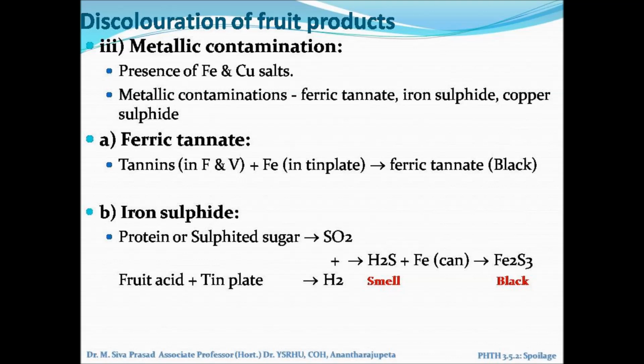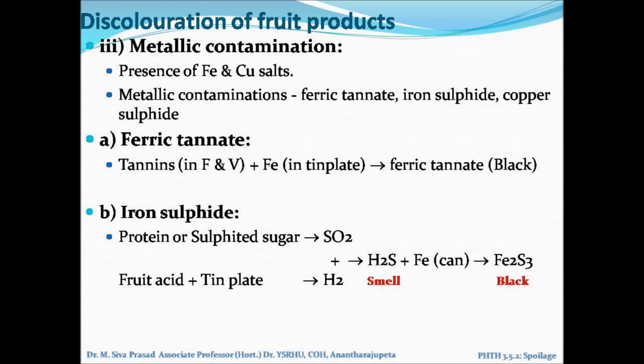This iron sulfide is produced from sulfur dioxide and hydrogen. Sulfur dioxide is produced from protein or sulfited sugar. This liberates sulfur dioxide, and the hydrogen is liberated by the reaction between the tin plate and the fruit acid. So this produces hydrogen. This sulfur dioxide and hydrogen react to form hydrogen sulfide, which gives an obnoxious odor.